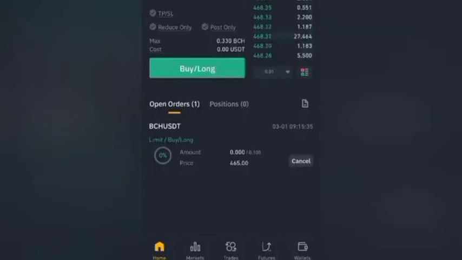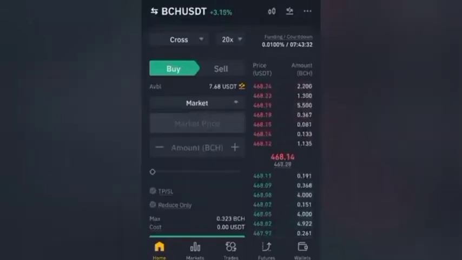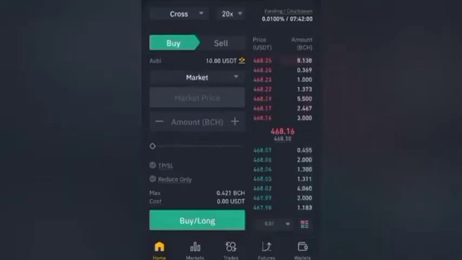Now the reason why it's like this is because I am on the limit tab. But if I click on market and I want to execute my trade instantly, I would have to click on market. As you can see, I cannot select the price at which I want to buy. It will just buy from the existing order book, select the best available offer and just give it to me. Let me show you something now.